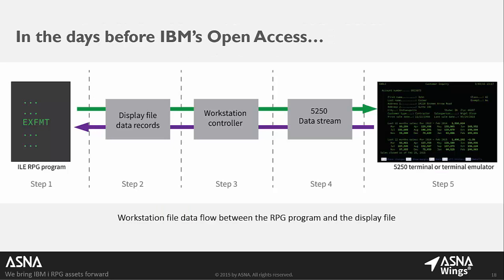We'll take a look at how Wings flows workstation file data in just a moment, but let's do a review of how workstation file data flowed between the RPG program and the display station in the traditional manner. In the old days, the RPG program wrote data to fields in the display file record format, and then wrote the display file record formats using either EXFMT or WRITE. That write operation would then send the workstation file data out of the RPG program and on its way to the workstation controller through IBM APIs.